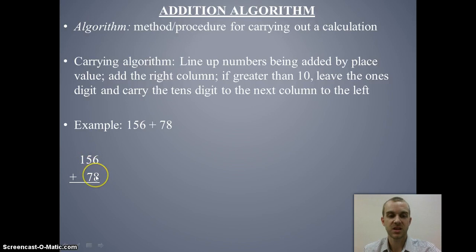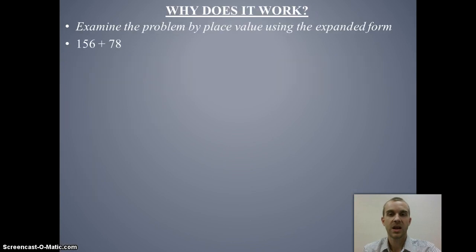So I do 6 plus 8 gives me 14. Well, since that's greater than 10, I drop the ones place and I carry the tens place. And I keep doing that. So this gives me 13. 13, I drop the 3, carry the 1. Then 1 plus 1 gives me 2. 234. Now, the reason this works, we have to explore using expanded form to understand.